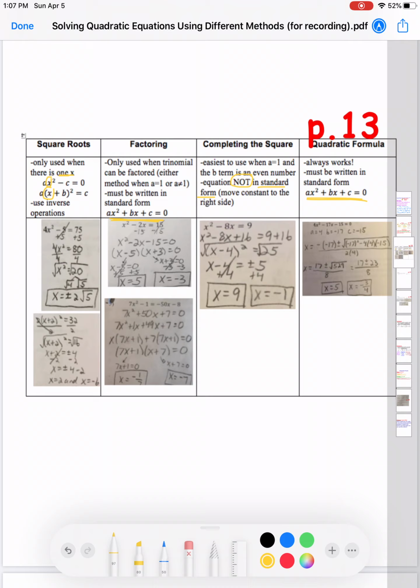Notice that for factoring, you can only use this method if you can actually factor. Not every trinomial is factorable, but I would definitely always check this method first to see if you can use it. For completing the square, we only really learned how to do this when you have an invisible 1 out front. And like I mentioned in the mini lesson, it's easiest to use when b is an even number, so when you do your half square share, you don't end up with any fractions. And the cool thing about the quadratic formula is that this method always works. So when in doubt, you could always use that method.